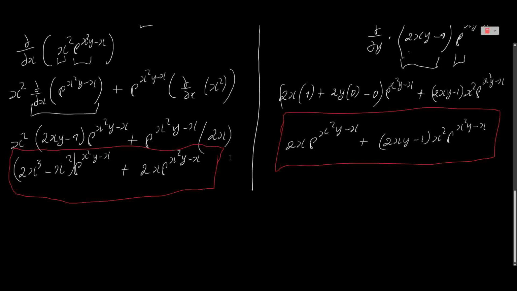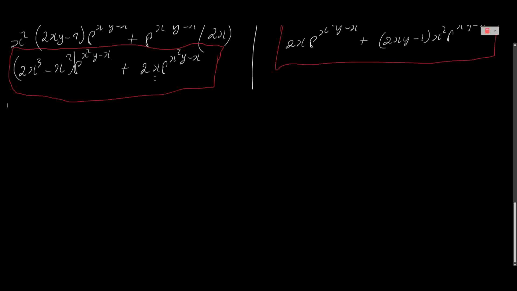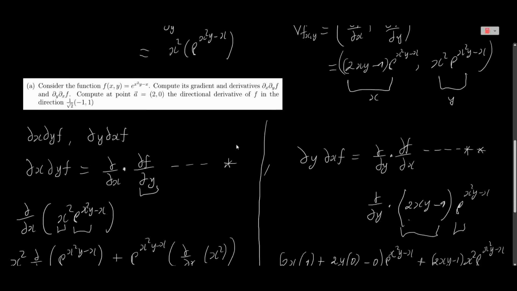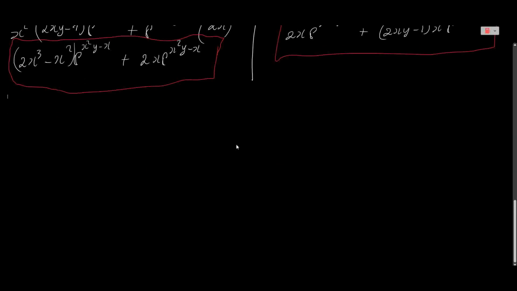Now, the last part of the question is to calculate the directional derivative. The question says, given the point 2 comma 0, the directional derivative of f in the direction given. So to compute the directional derivative, which is step 3, step 3 is the directional derivative.